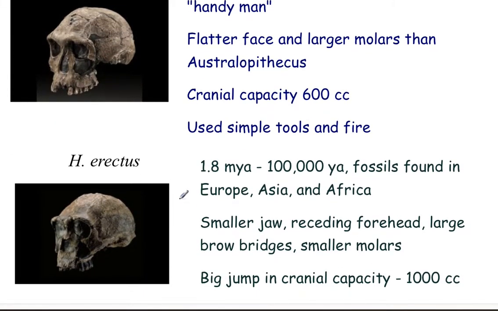Okay. Next, you have Homo erectus, which existed between 1.8 million years to 100,000 years ago. And this fossil was found more now in Europe, Asia, and Africa. So again, you see the jaw starting to get smaller, the forehead starting to recede a little bit more so that you have more skull devoted to the forehead. You have still large brow bridges, the bones where the eyebrows would form, and then the molars are starting to get smaller now. And then here you see a big jump in cranial capacity up to 1,000 cubic centimeters.